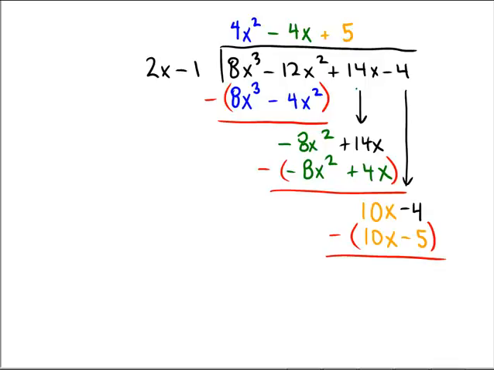And for that last piece, we're going to have minus 4 minus negative 5. So it's going to be plus 5, and that's positive 1. So the remainder bit that we would tack on to the end here would be 1 over 2x minus 1. And the final answer: 4x squared minus 4x plus 5 plus 1 over 2x minus 1.